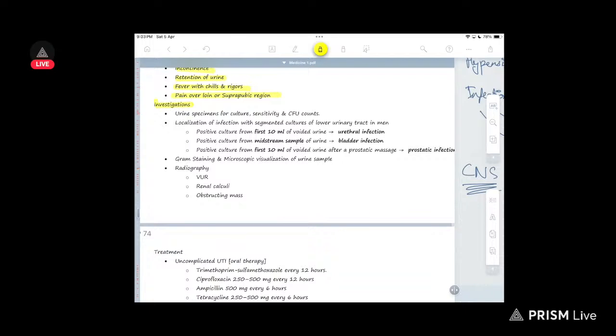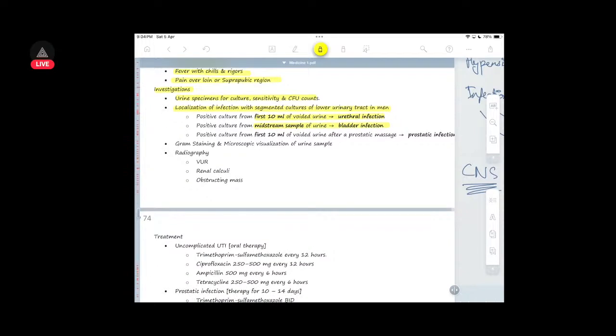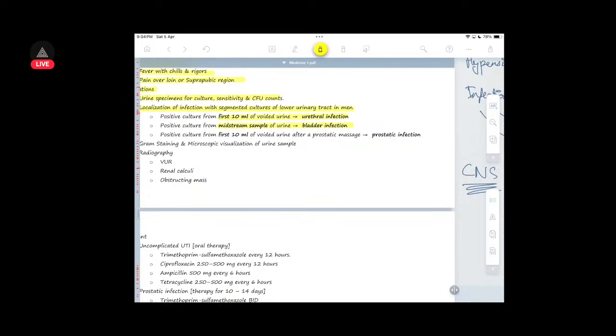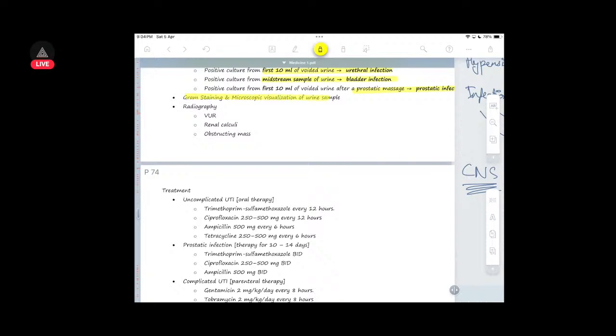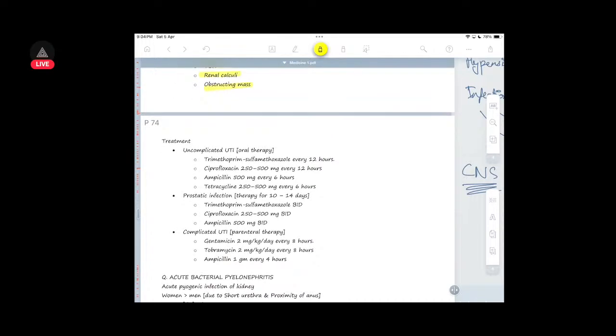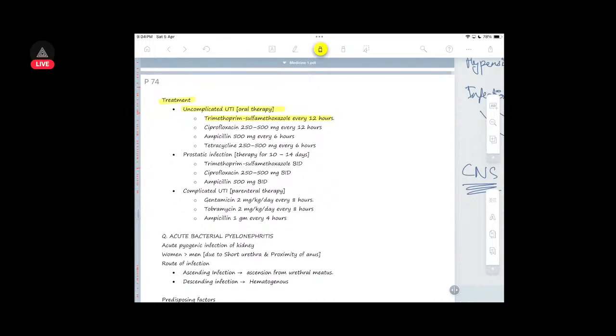The investigations: urine specimens for culture and sensitivity and colony forming units count. Localization of infection with segmental culture in lower urinary tract infection in male: first voided urine is urethral infection, midstream is bladder infection. Then prostatic massage also you can do, where you will get prostatic infection. Then gram staining and microscopic visualization. Finally, radiography, IVP, renal calculi, obstructing mass, all of them can be done. Treatment if uncomplicated: you can give oral therapy, trimethoprim, sulfamethoxazole.